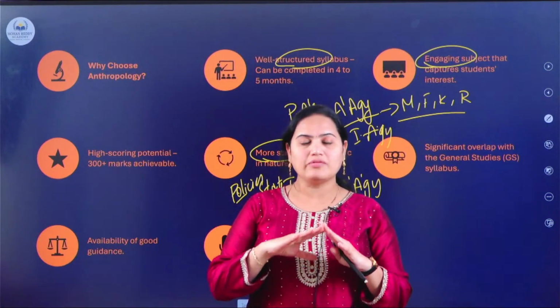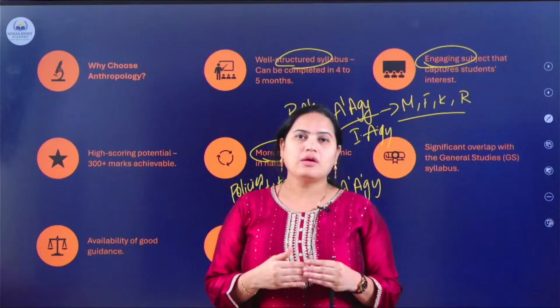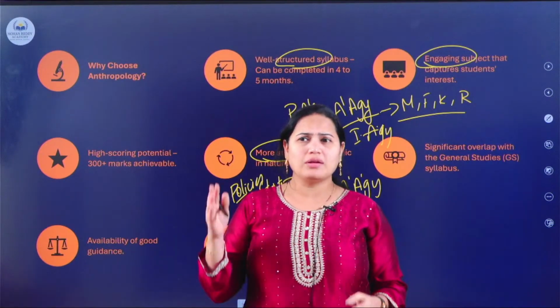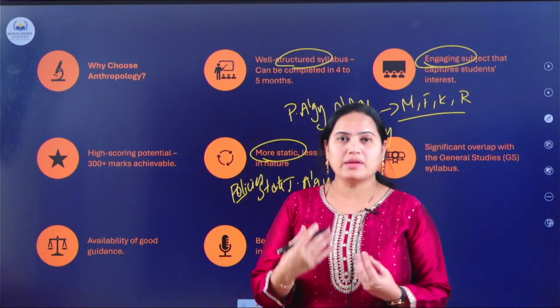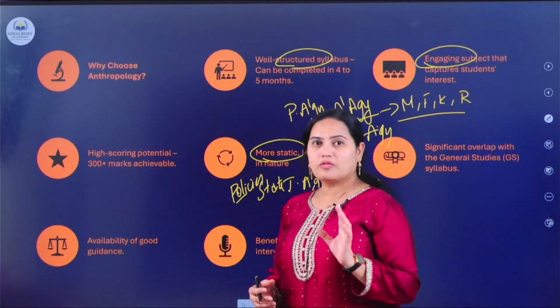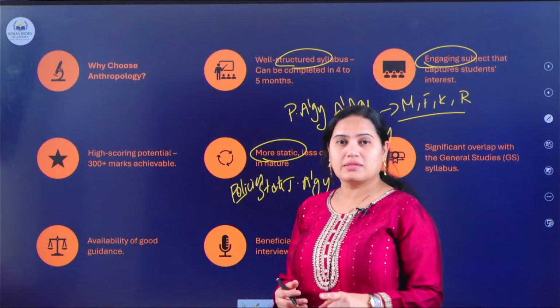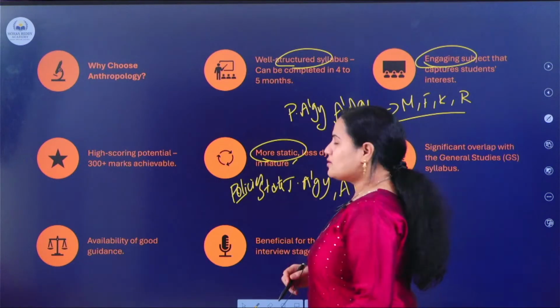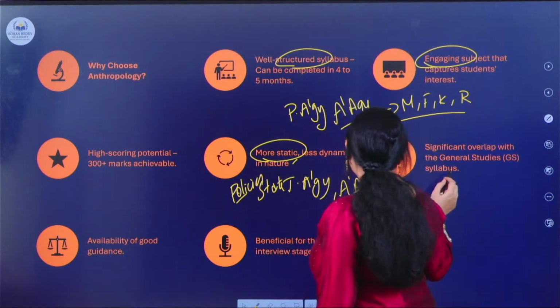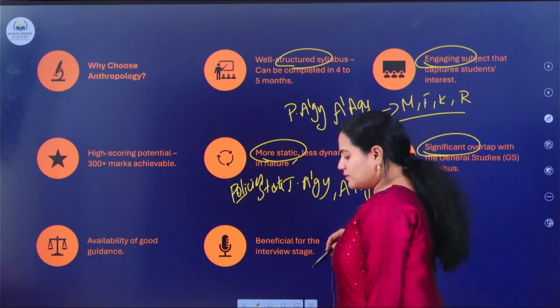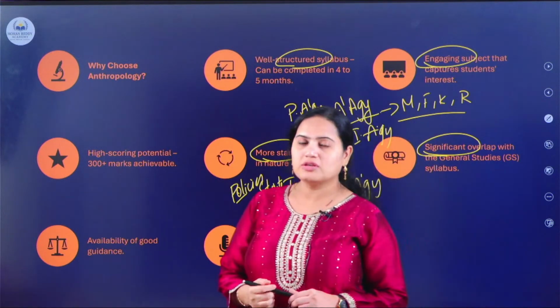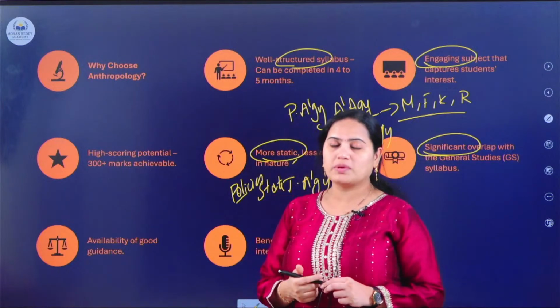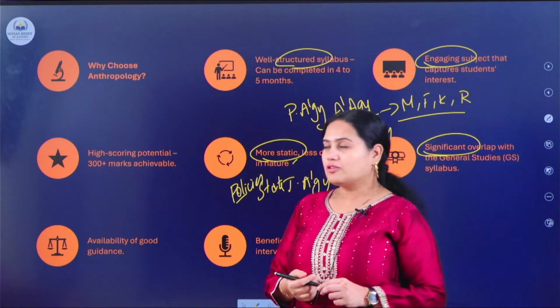It is not that we can expect 100% of the questions. Nothing like that happens. We cannot expect all 100 questions, but we can guess some questions, that such a question can be asked on this topic. So it is more static and less dynamic in nature. And then there are some topics which constantly overlap with the GS topics. We will understand what those topics are and how they overlap with the GS topics.